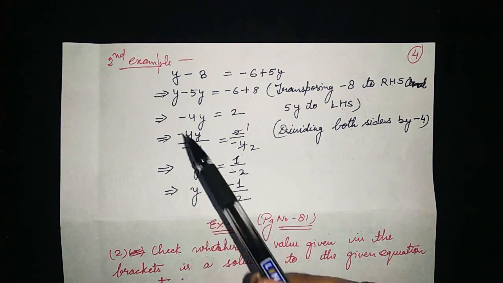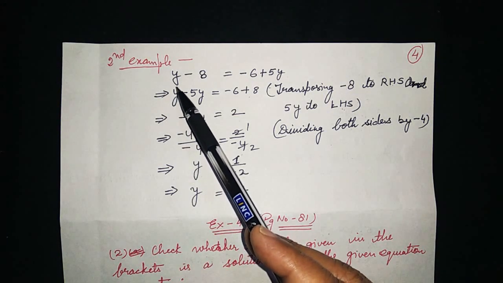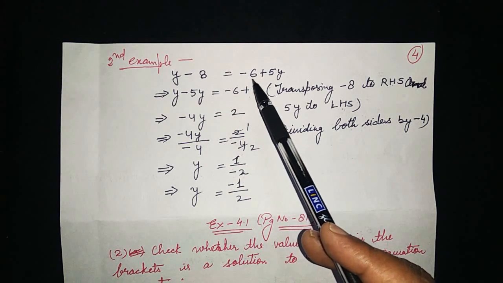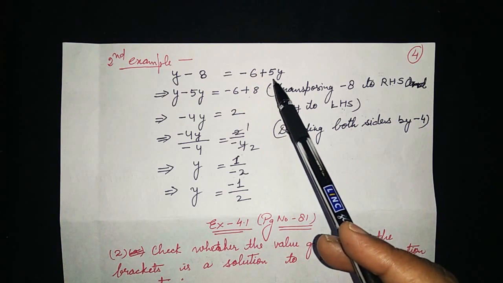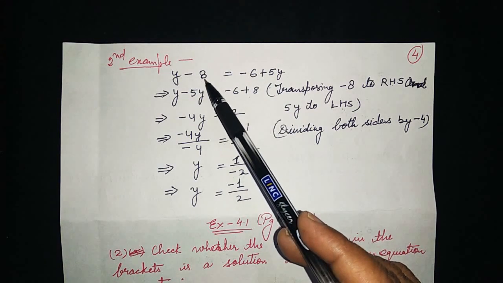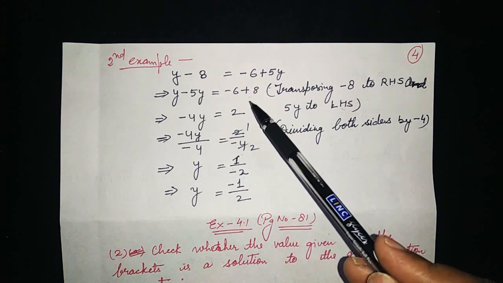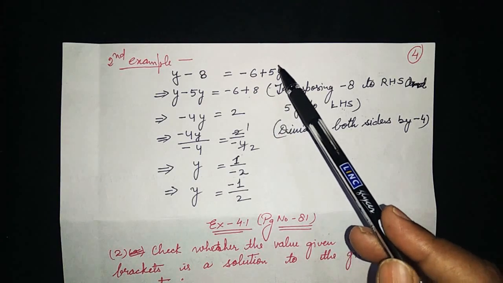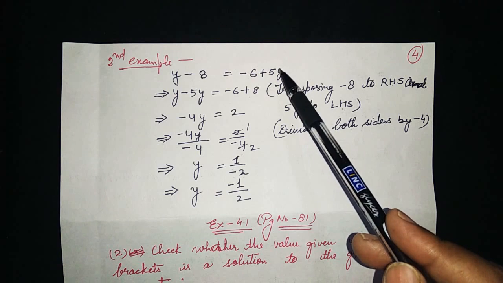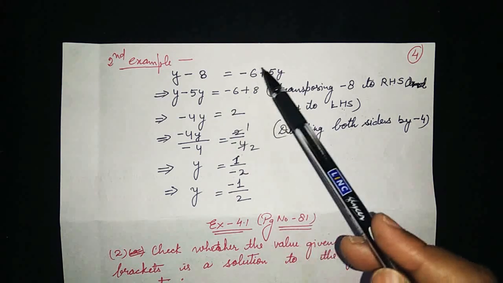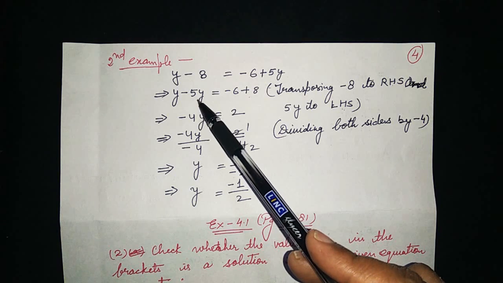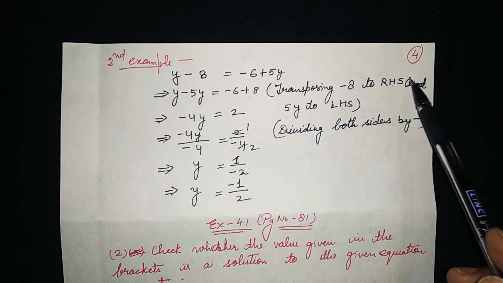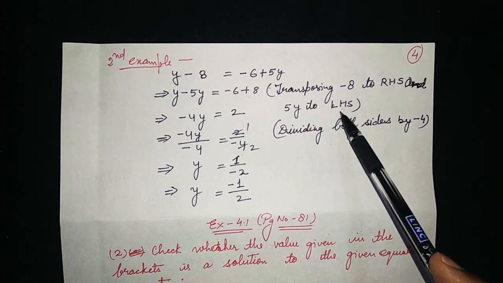Now student, I will explain you the second example. In the second example you can see the equation. The equation is y minus 8 is equals to minus 6 plus 5y. In this equation minus 8 we will transpose from left hand side to right hand side. So minus 8 will be plus 8. And plus 5y we will transpose from right hand side to left hand side, and plus 5y will be minus 5y. Here we will write in the bracket transposing minus 8 to right hand side and 5y to left hand side.